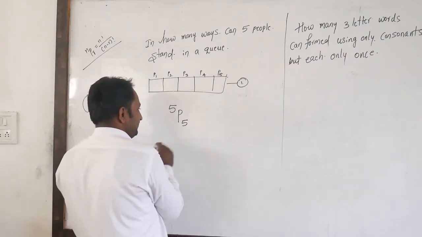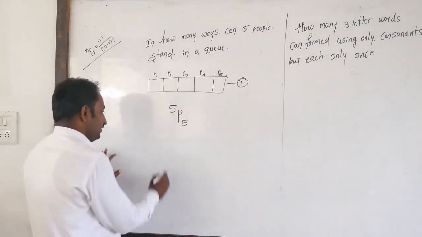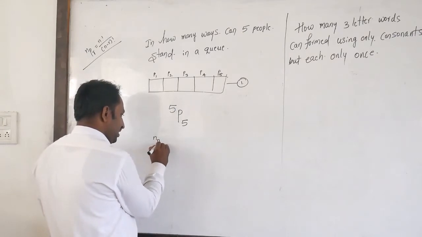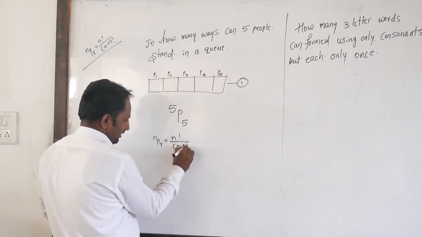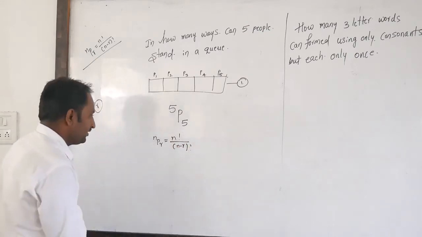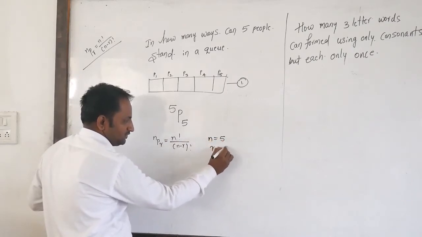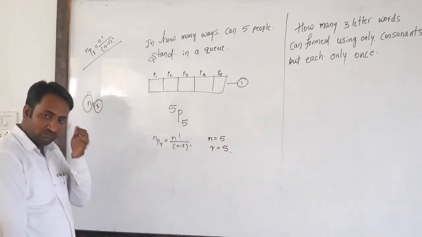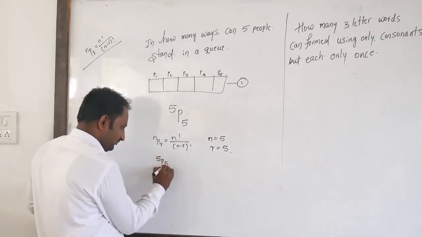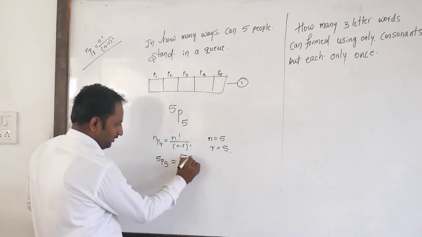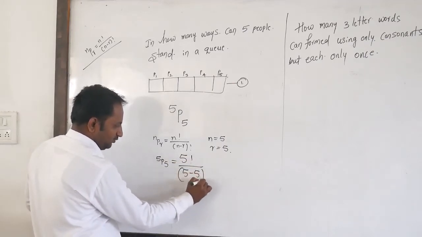Extending this 5P5 using the formula, for the total number of queues, we know that nPr is equal to n factorial divided by (n minus r) factorial. In place of n, 5, and r also 5. So 5P5 is equal to 5 factorial divided by (5 minus 5) factorial.